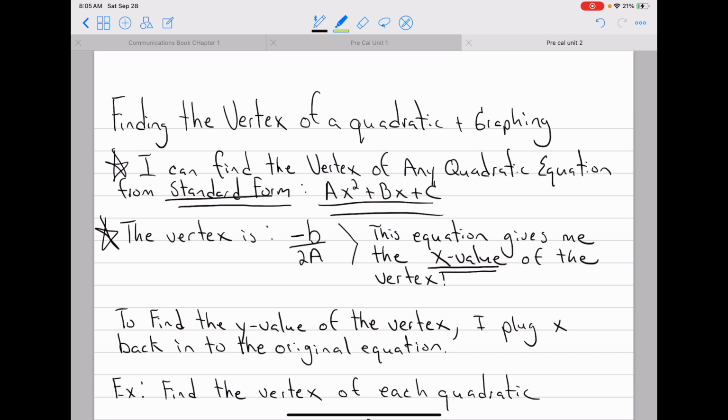All right. Early Saturday morning, Mr. Bass. I'm getting this homework ready so you all can do your homework. Let's get it. We're talking about finding the vertex of quadratic equations and graphing.